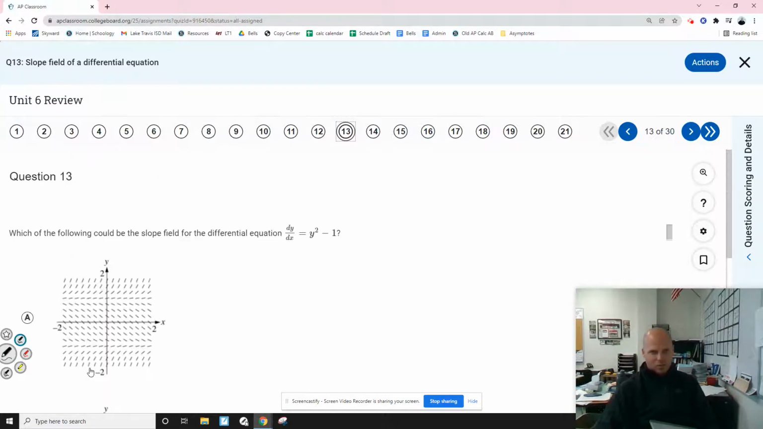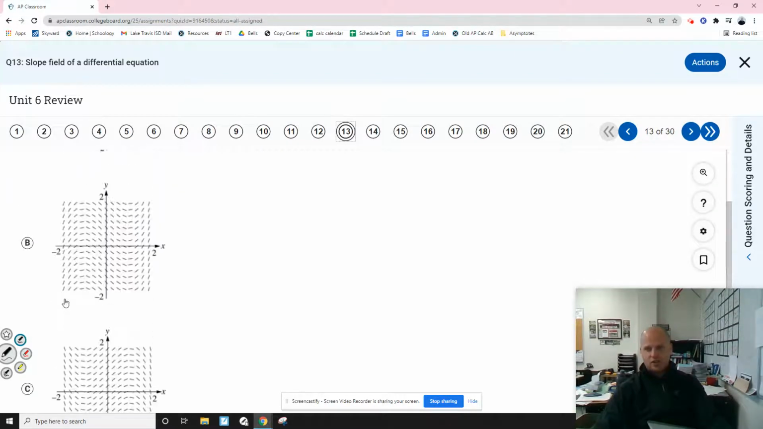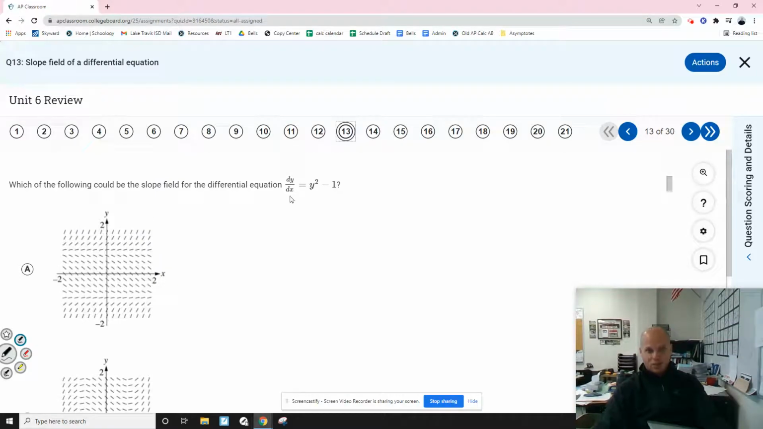But what else do I know? When y is 1, dy dx should be 0. So at the line y equals 1, I should have some slopes of 0. Or negative 1 too, for that matter. Here, I only have slopes of 0 at y equals 0. If I plug in y equals 0, I should have slopes of negative 1. So that's process of elimination, getting things down. You have to practice these. So many of you are bad at them.